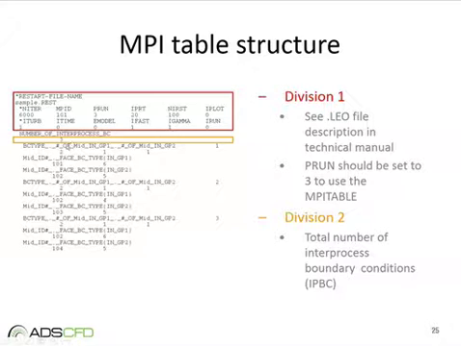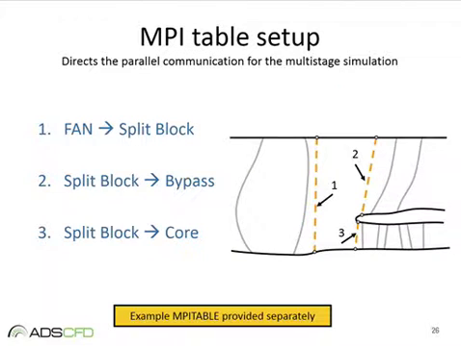The first entry in the MPI table, as highlighted with the orange box, tells us the number of inter-process boundary conditions. So what is an inter-process boundary condition? An inter-process boundary condition is an interface between 2 rows and/or passages. So going back to our split flow mesh setup case, we have our fan, our splitter, our bypass duct, and our core.